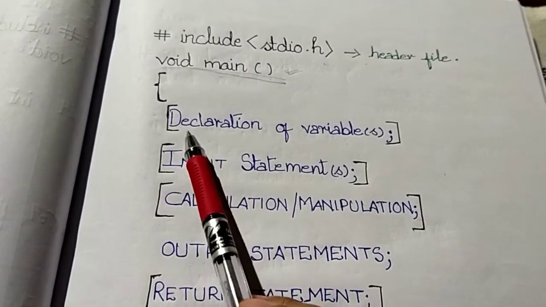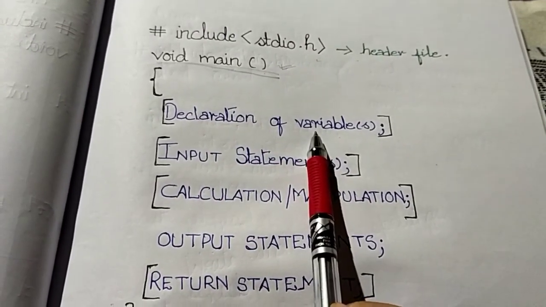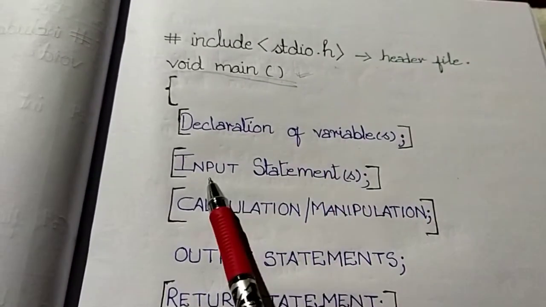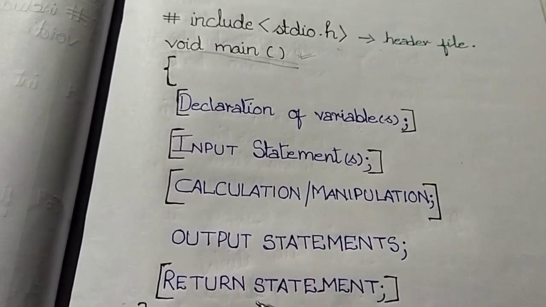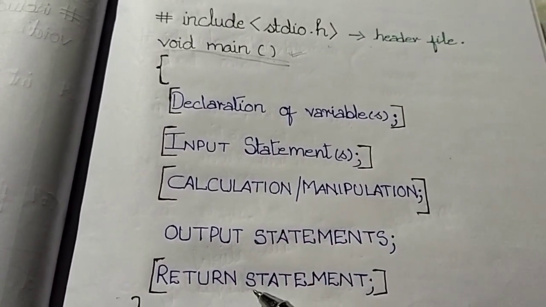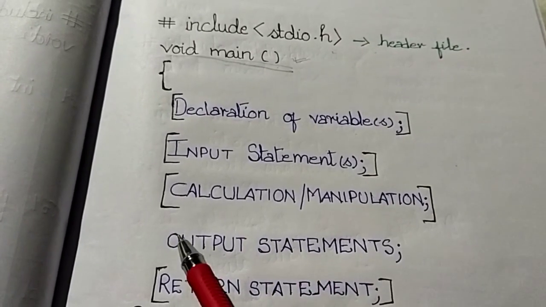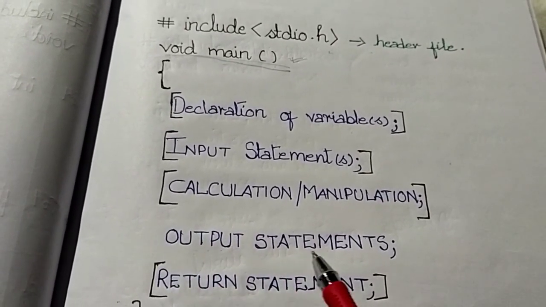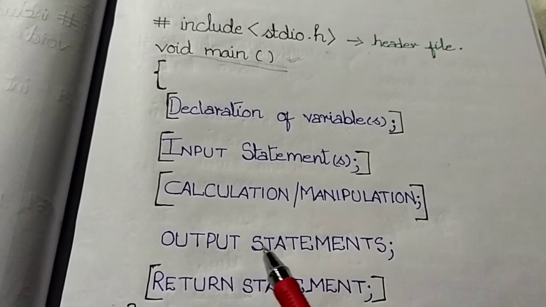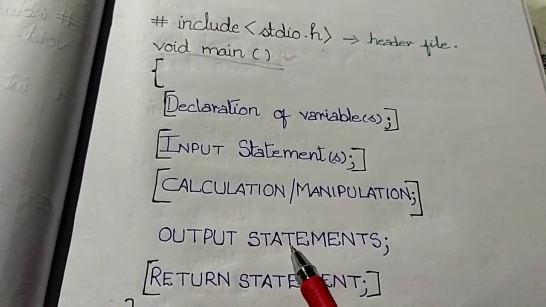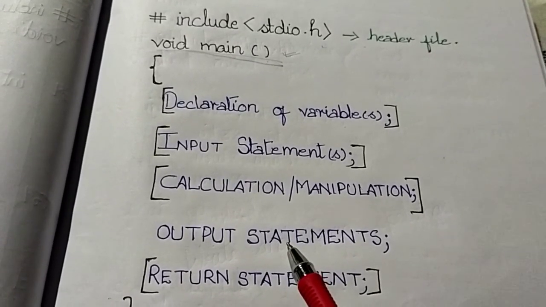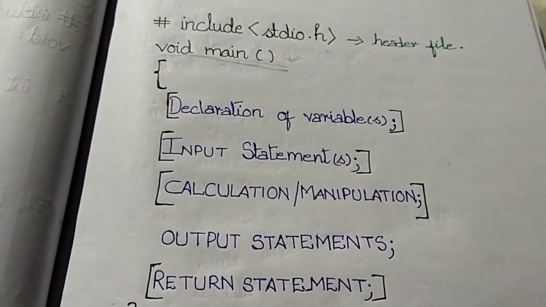Why? Because like I mentioned, the declaration of variables is optional. The input statements are optional. Calculation and return statements, again, are optional. Therefore, the important statement that we need to learn first is output statements. So whenever I mention output statements, that means I'm talking about the printf function.